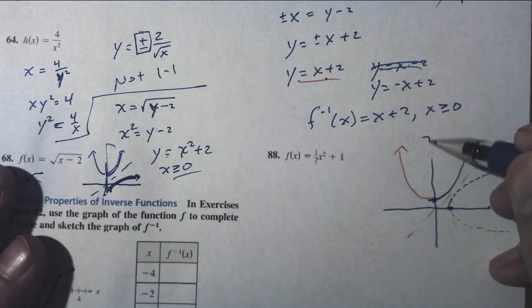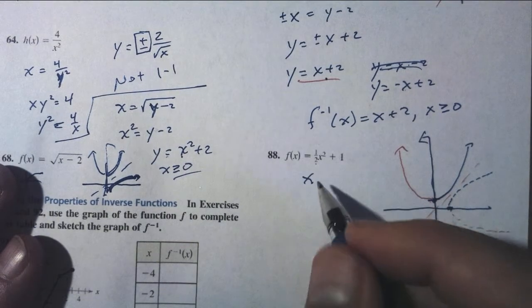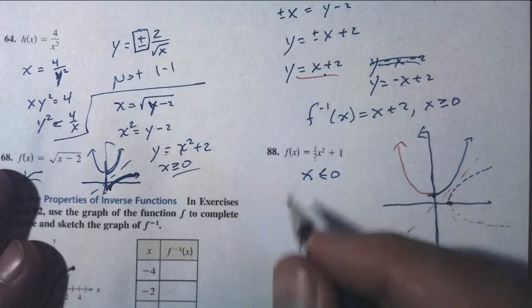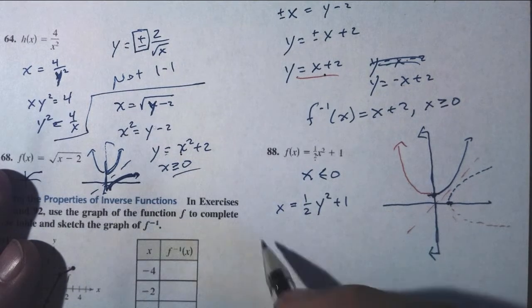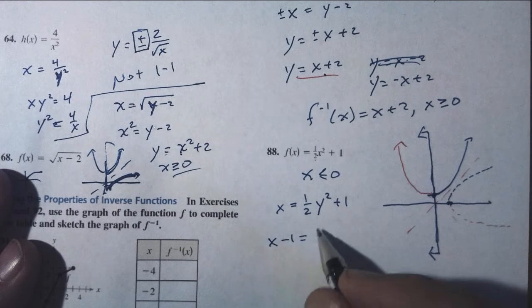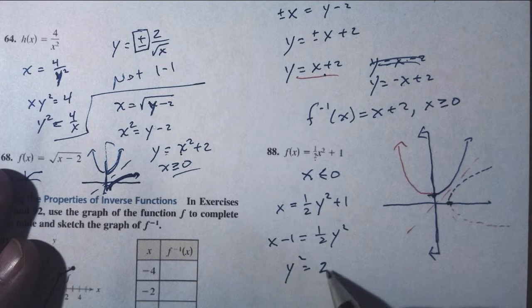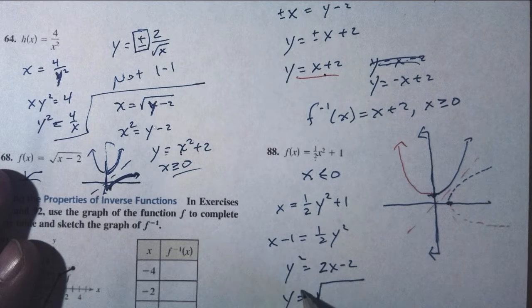For instance, let's say I want to just lop this one off that way, and I would probably recommend going with the opposite, but I'm going to go x is less than or equal to 0. Let's see what happens here. So y's become x's, x's become y's. We solve for x, and I get x minus 1 is 1/2 y squared, or y squared is 2x minus 2, or y is plus or minus square root of 2x minus 2.